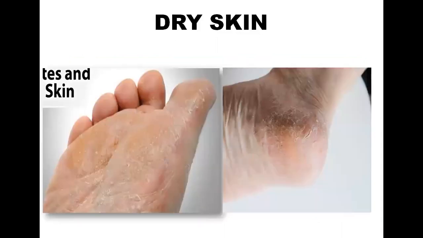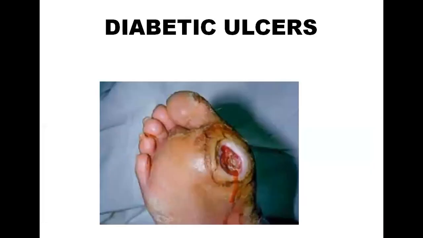Next is dry skin, which is common among all people, but is even more common among diabetic patients. Dry skin can crack, which can allow germs to enter. Using moisturizing soap or lotions helps to keep the skin moist and soft. But we have to get a prescription or doctor's advice before using these moisturizers or lotions. The next condition is diabetic ulcers.